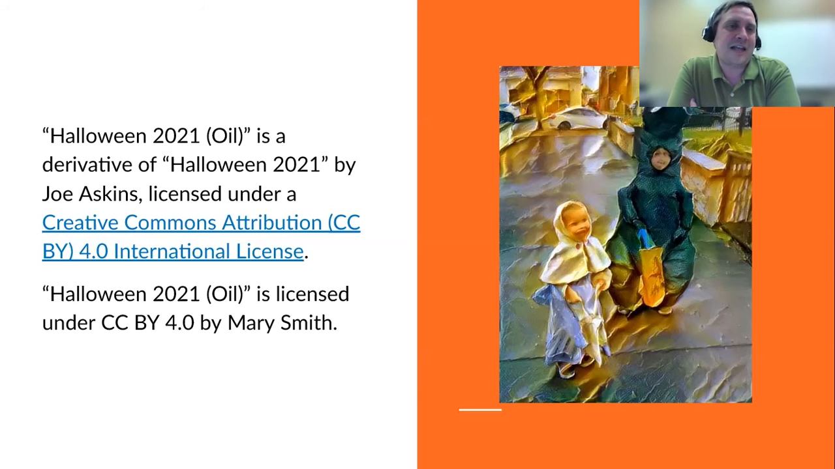So then maybe they would call it Halloween 2021 Oil, a derivative of Halloween 2021 by Joe Askins, licensed under and so on. And then they might have another statement saying that they have licensed their own version of the work under CC BY, and they might have their name there, so that if somebody wanted to come along and create a black and white version of this image, or go through and do even more crazy things with this picture, they would be able to do that too. And they would know who had made the latest version by looking at this, but they would also know who had made the original version.